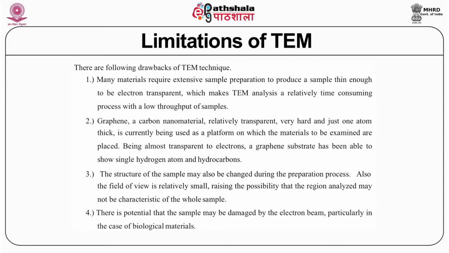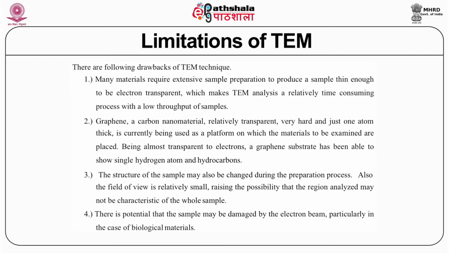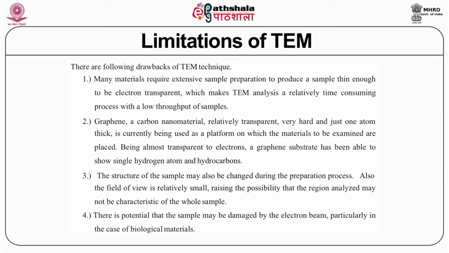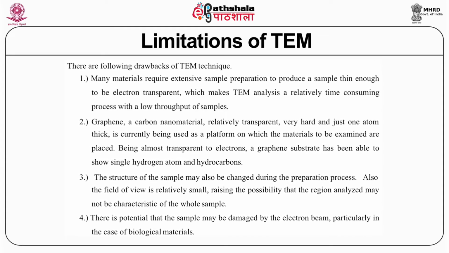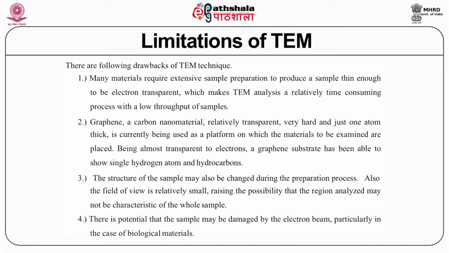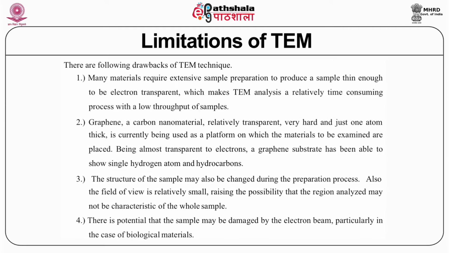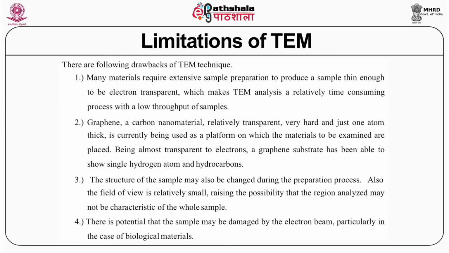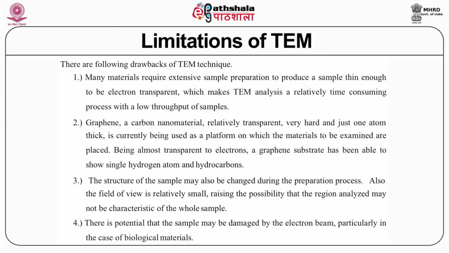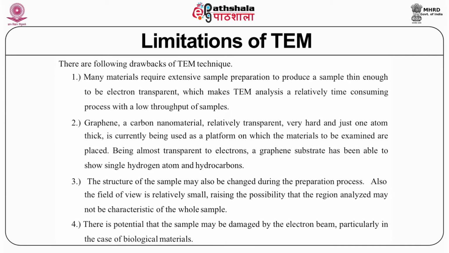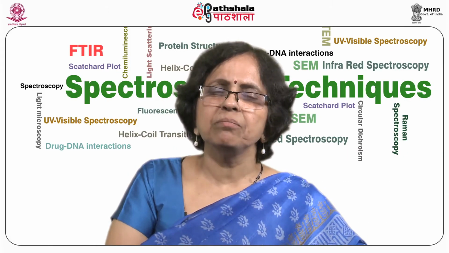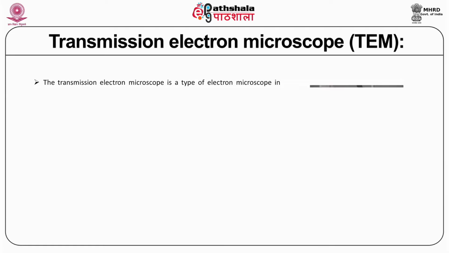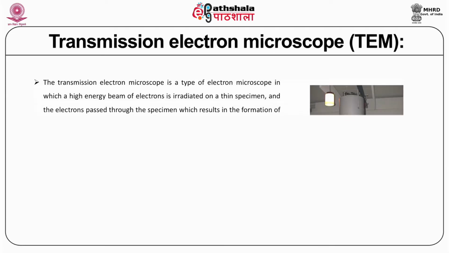Now the field of view is also small, and that is one important aspect. And there is a potential that the sample may be damaged by the electron beam. That is a third stage of the process, where the sample may not be what it originally was when you put it on. So these are some of the fundamental drawbacks of the transmission electron microscope.